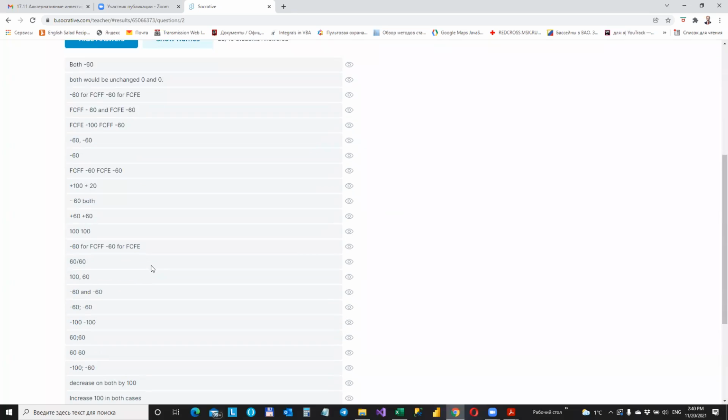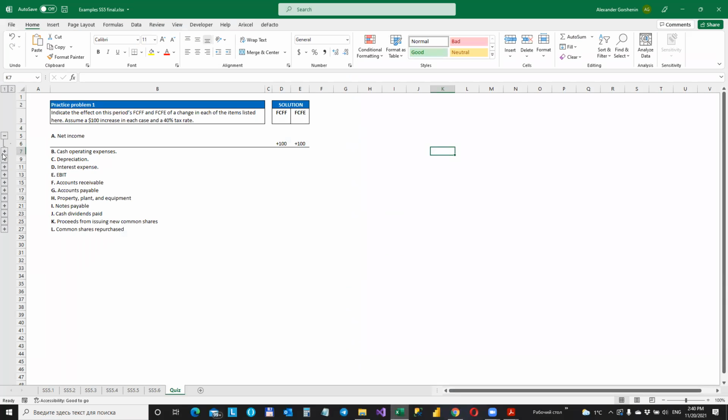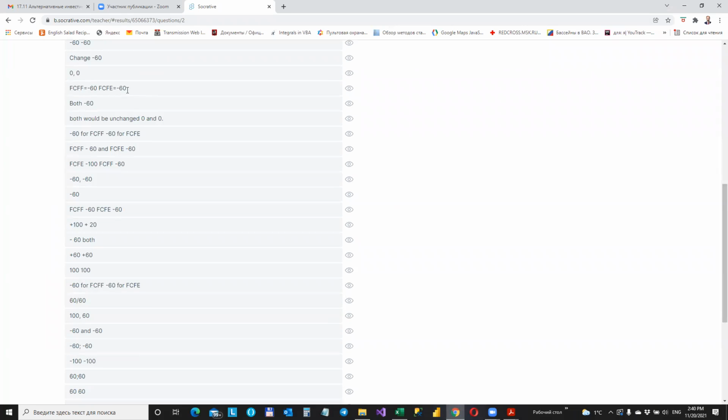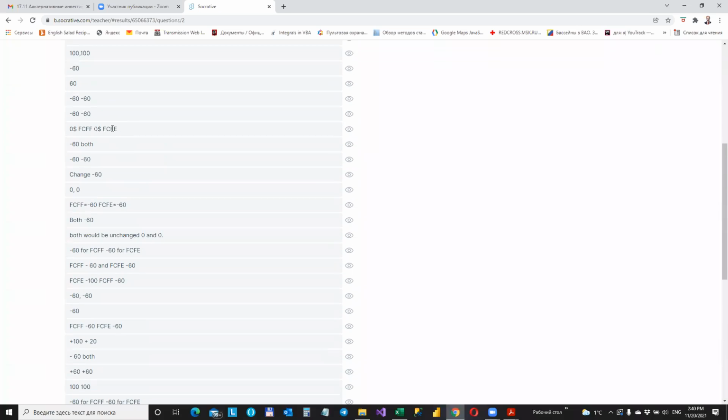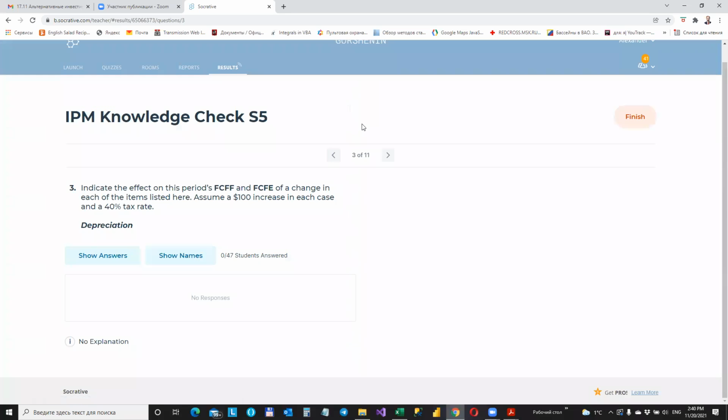Okay, interesting. Minus 6, yes, because the tax should apply. You can see your answers. So increase expenses, but the tax should be applied. Okay. Move on. Now we increase depreciation by 100.